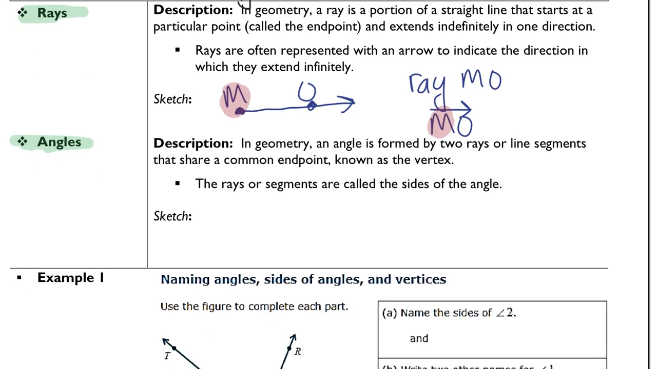And now we're going to talk about an angle. An angle in geometry is formed by two of these rays or line segments. I believe what we're going to focus on is two rays, but it could be line segments as well. But we usually have two rays that share a common endpoint. So they have the same endpoint, and we're going to call this the vertex. I would highlight this vertex, and this is basically that common endpoint.